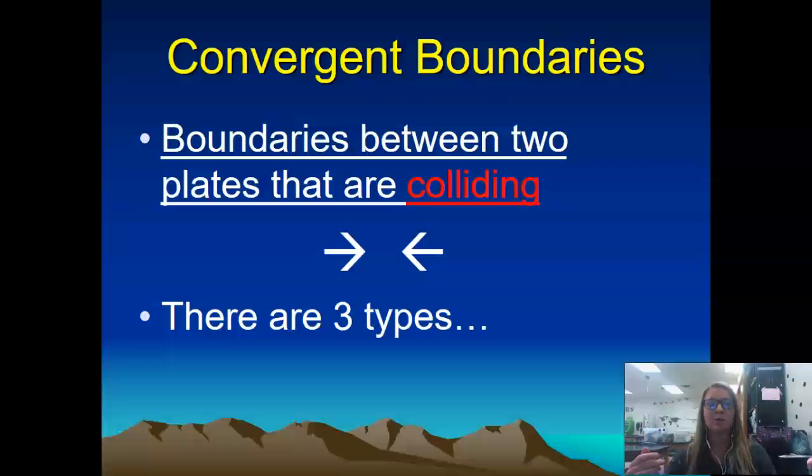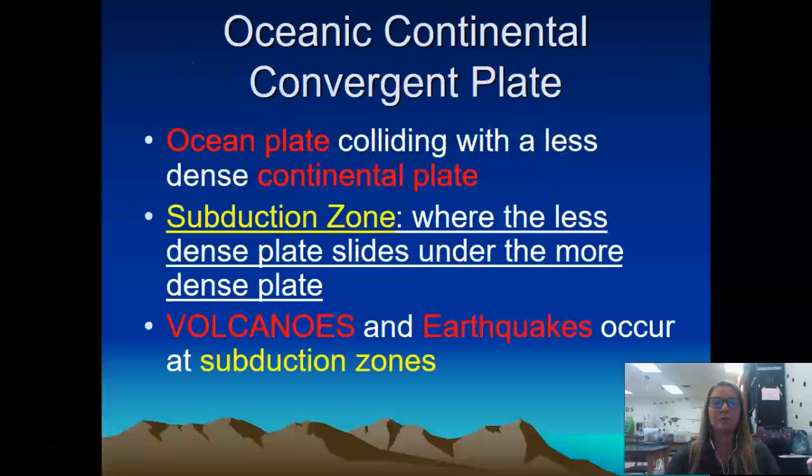are present. So convergent boundaries, they're pushed together due to that convection in the asthenosphere, and as a result, we can have three different types. Our first one is what we call our oceanic continental convergent boundary. And this is when an oceanic crust comes in contact with a continental crust.